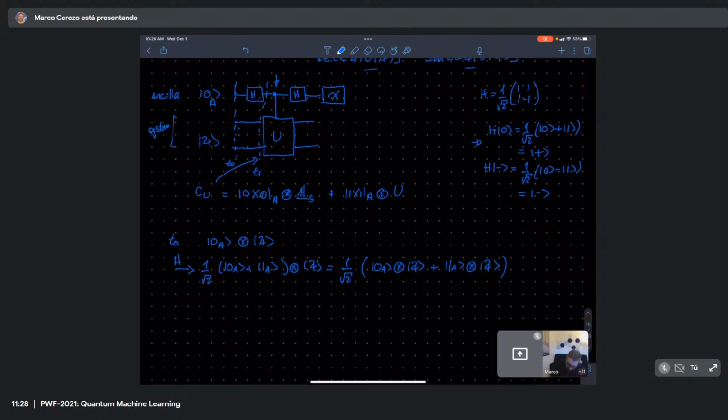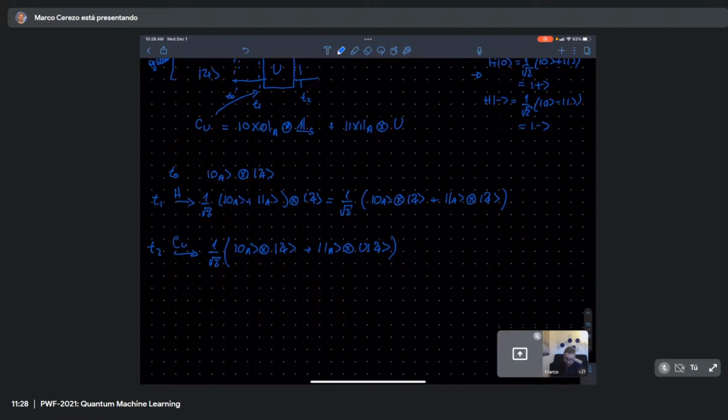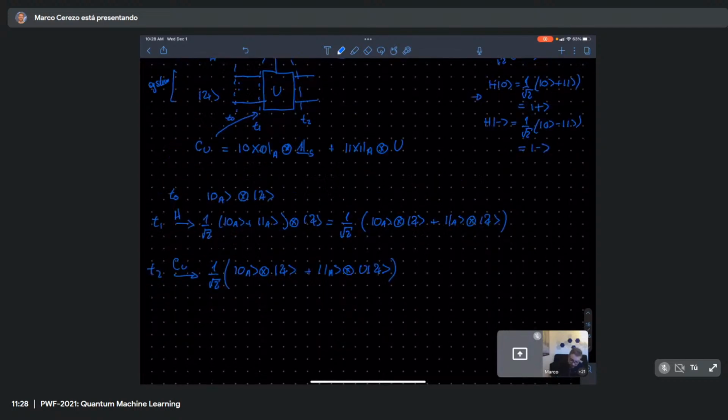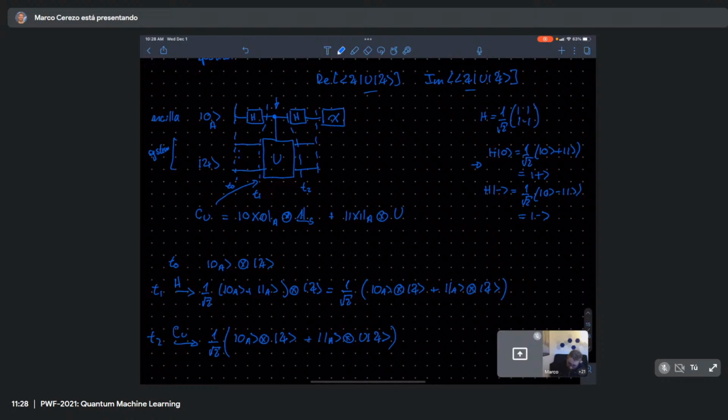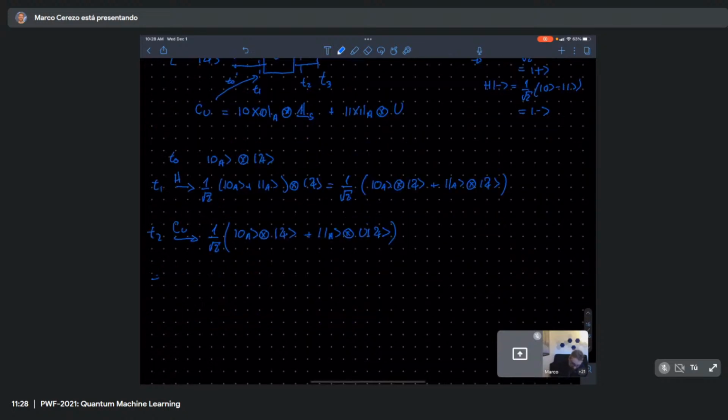So then we have to apply the controlled unitary. So let's call this T2. So this was T1. T2, we have the controlled unitary. What is the effect of the controlled unitary? Well, let's take our state and take a look. We know that if our ancilla is in 0, we do nothing. If our ancilla is in 1, we apply the unitary, right? This is literally what we just said that the controlled unitary does. Then we know that we also have to apply this other Hadamard. So let's call this T3, and that's the state that we're going to be measuring.